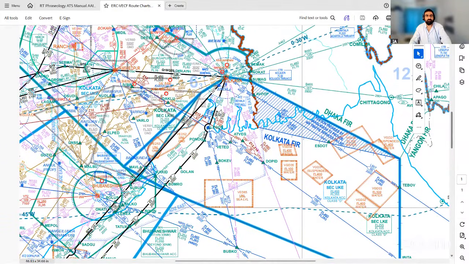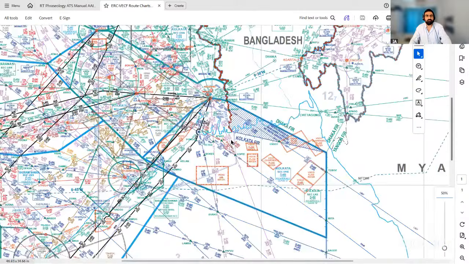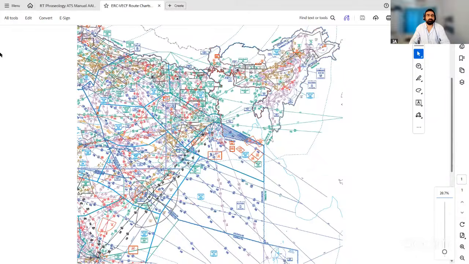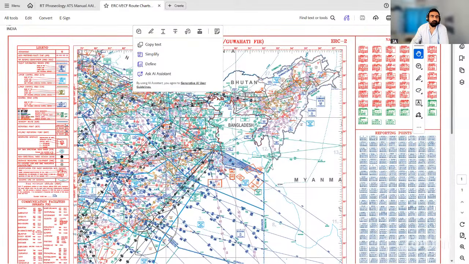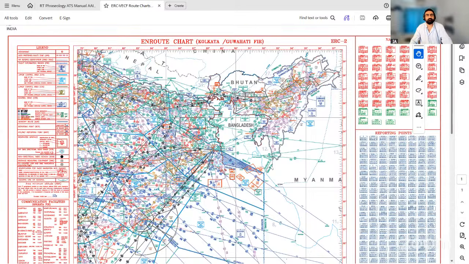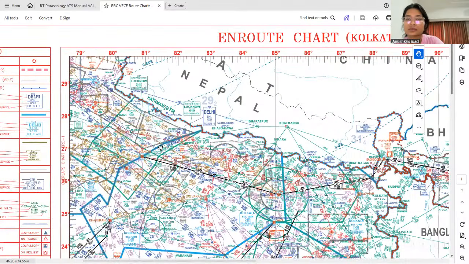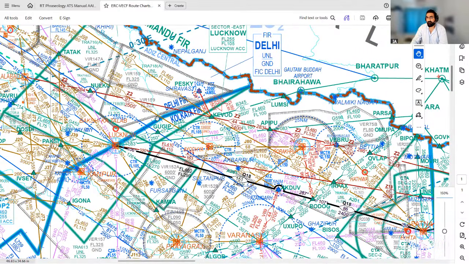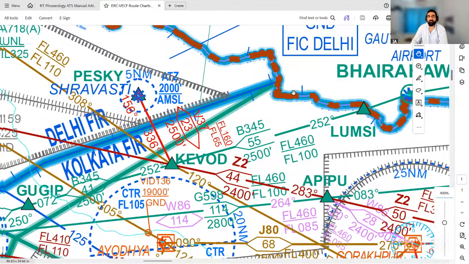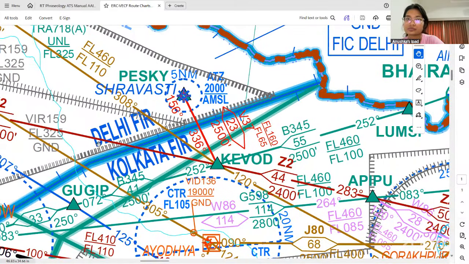Where is that FIR boundary? It was here. See this one. So it's coincident with a thick blue line. Inside the thick blue line is this FIR boundary. This one, the blue line with alternate perpendicular bars. On this side is Kolkata FIR, on that side is Delhi FIR.